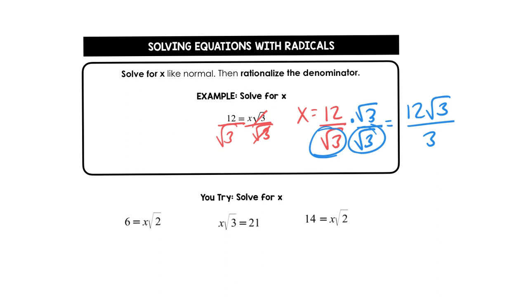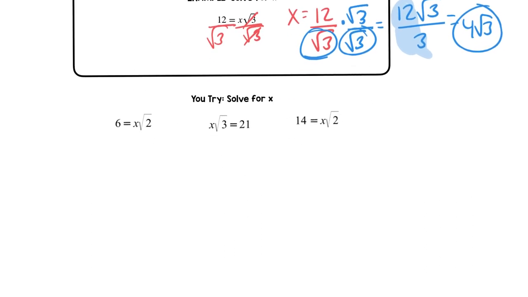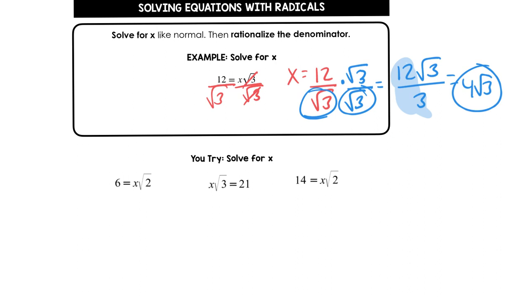Then you can always simplify the numbers outside of the radical, or outside of the root. 12 divided by 3 is 4. So we have 4 root 3. That's how you do all of those. So then there's a few Utries that I can go through here. Maybe just the first one or whatever one looks the most complicated.